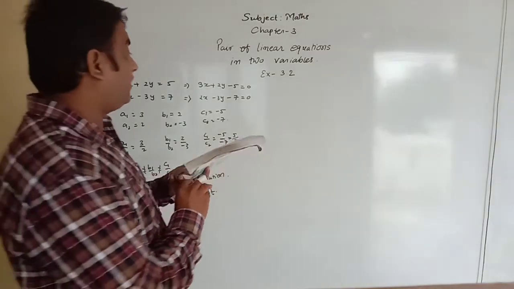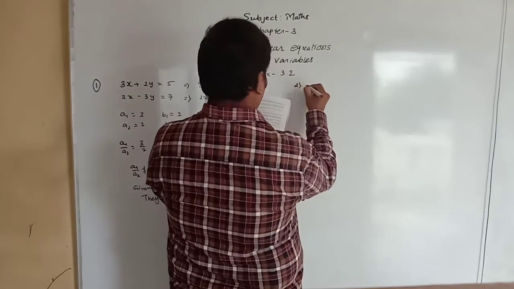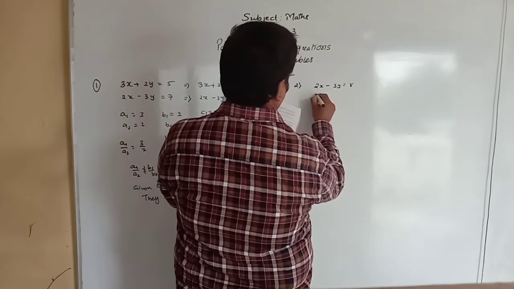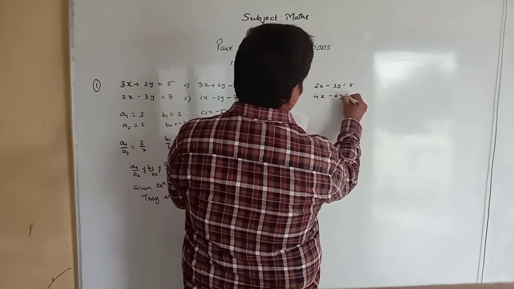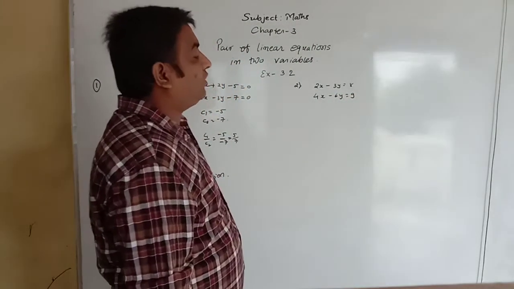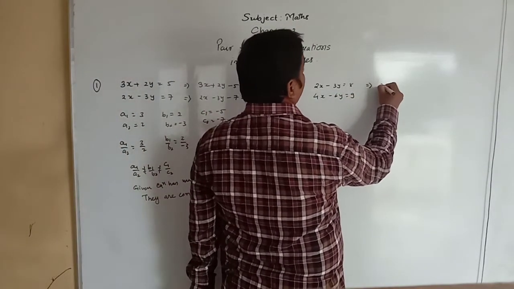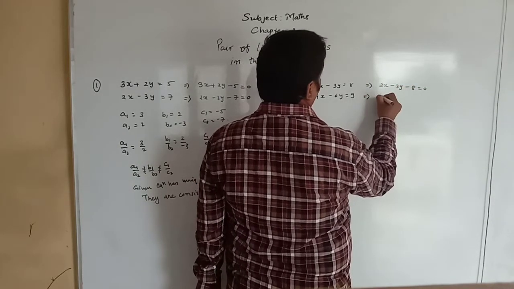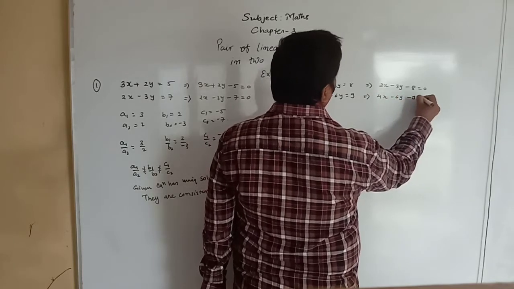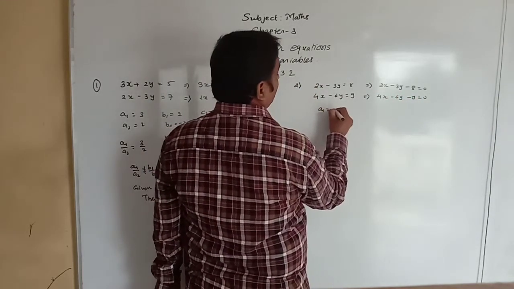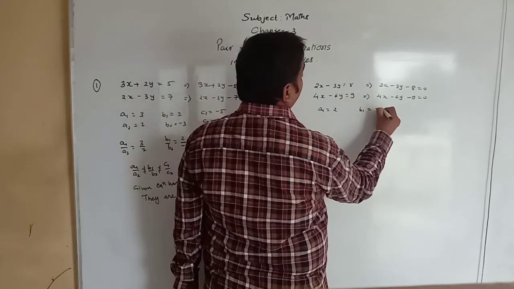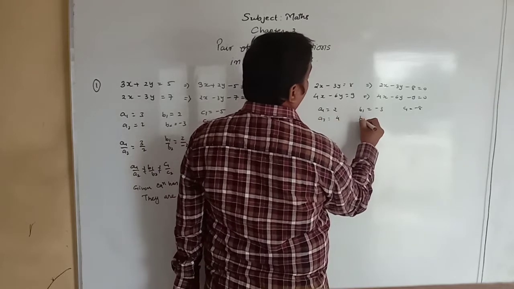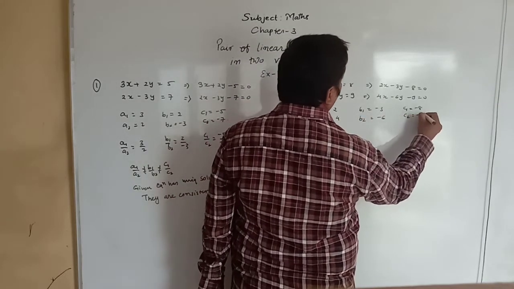The second question we are given: 2x minus 3y equals 8 and 4x minus 6y equals 9. Again we write them in the standard form of the equation: 2x minus 3y minus 8 equals 0, 4x minus 6y minus 9 equals 0. So a1 equals 2, b1 equals minus 3, c1 equals minus 8, a2 equals 4, b2 equals minus 6, c2 equals minus 9.